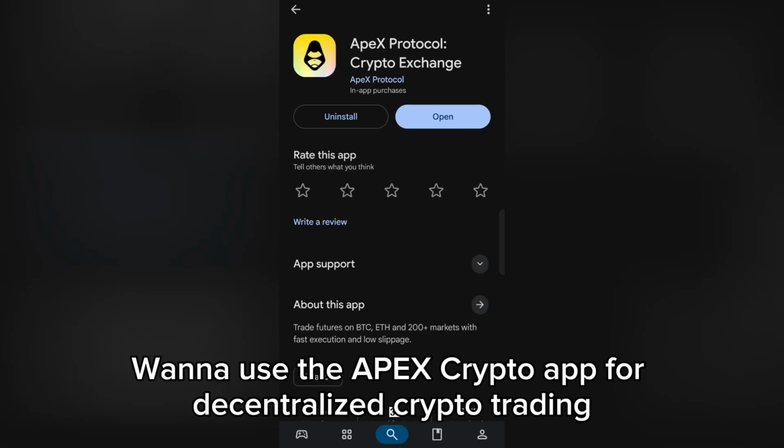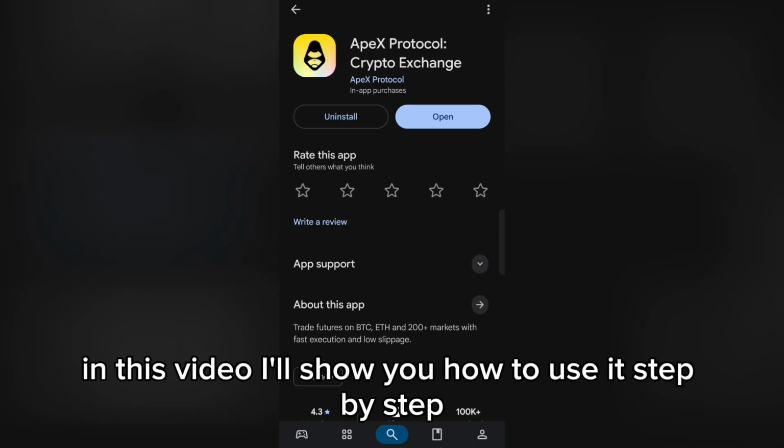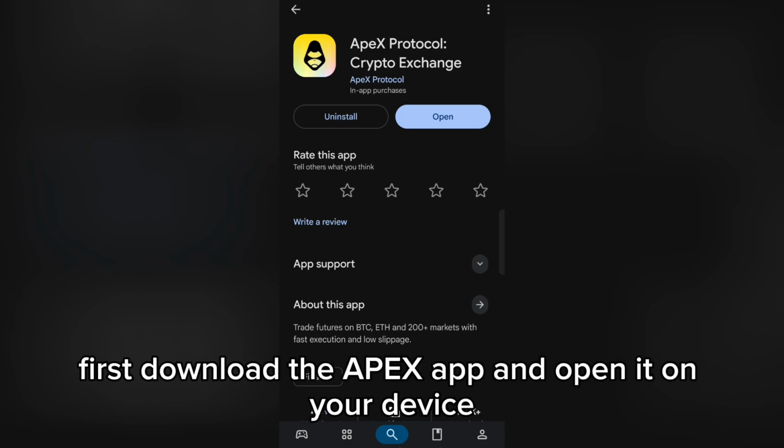Want to use the ApeX crypto app for decentralized crypto trading? In this video, I'll show you how to use it step by step. First, download the ApeX app and open it on your device.